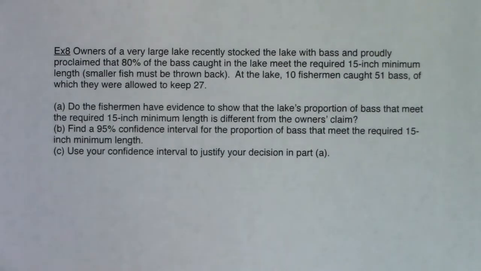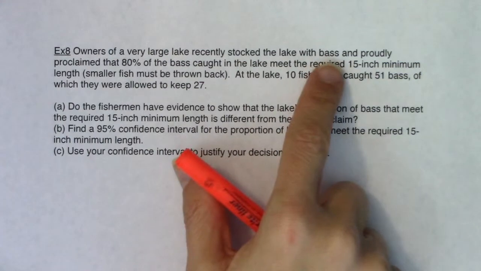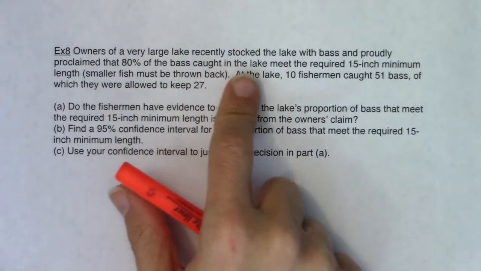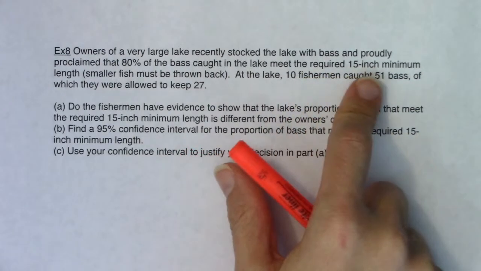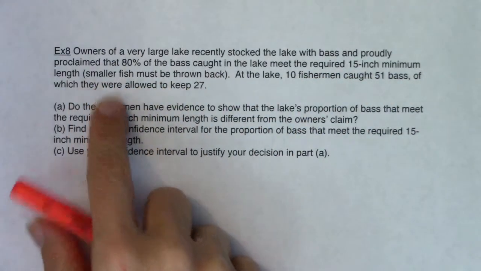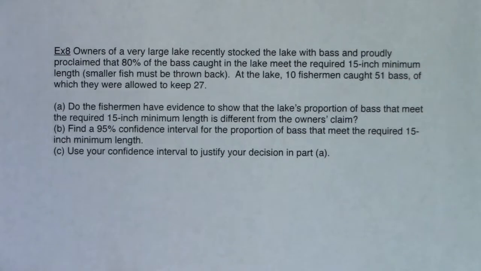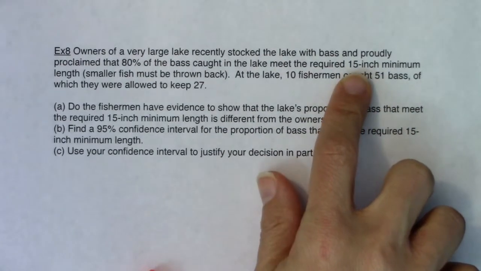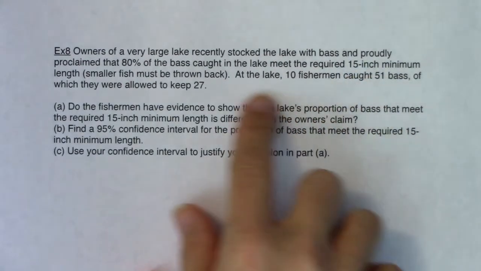All right, so owners of a very large lake recently stocked the lake with bass and proudly proclaimed that 80% of the bass caught in the lake meet the required 15-inch minimum length. Smaller fish must be thrown back. I'm not sure if you've ever gone fishing before, but if you catch a fish that's too small, you gotta throw it back in. And the way this lake is set up, they've gotta be at least 15 inches long, so a little over a foot. And if not, you gotta throw them back in.